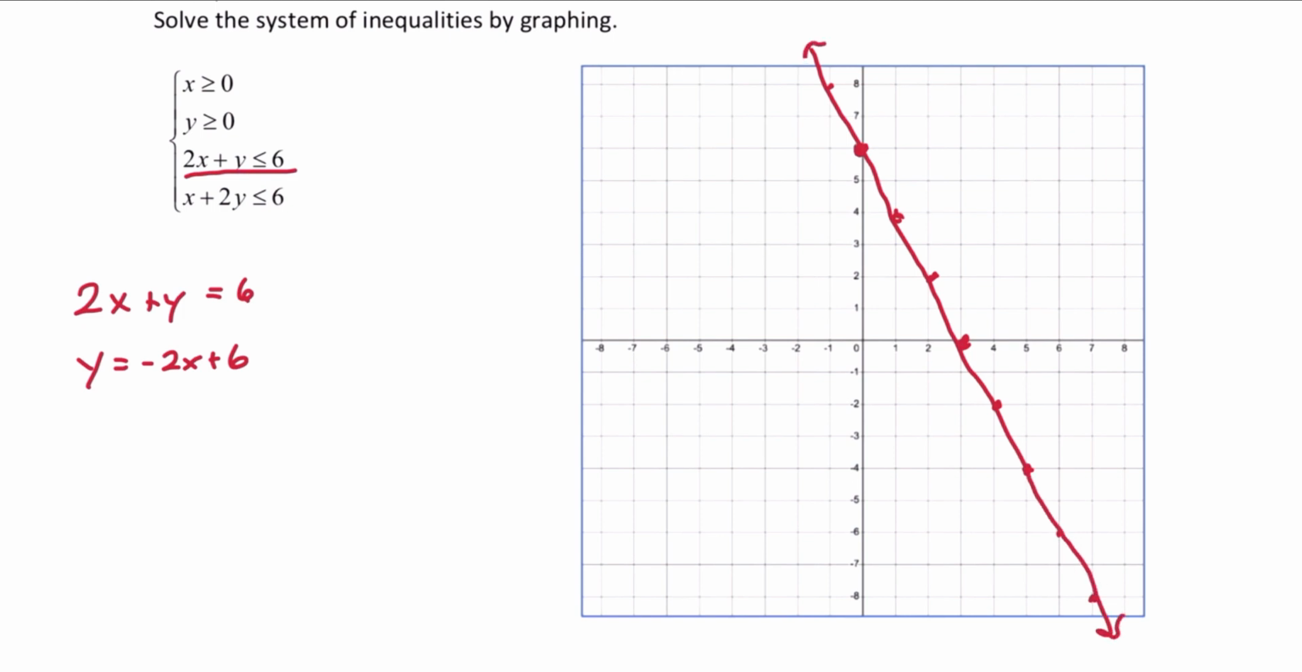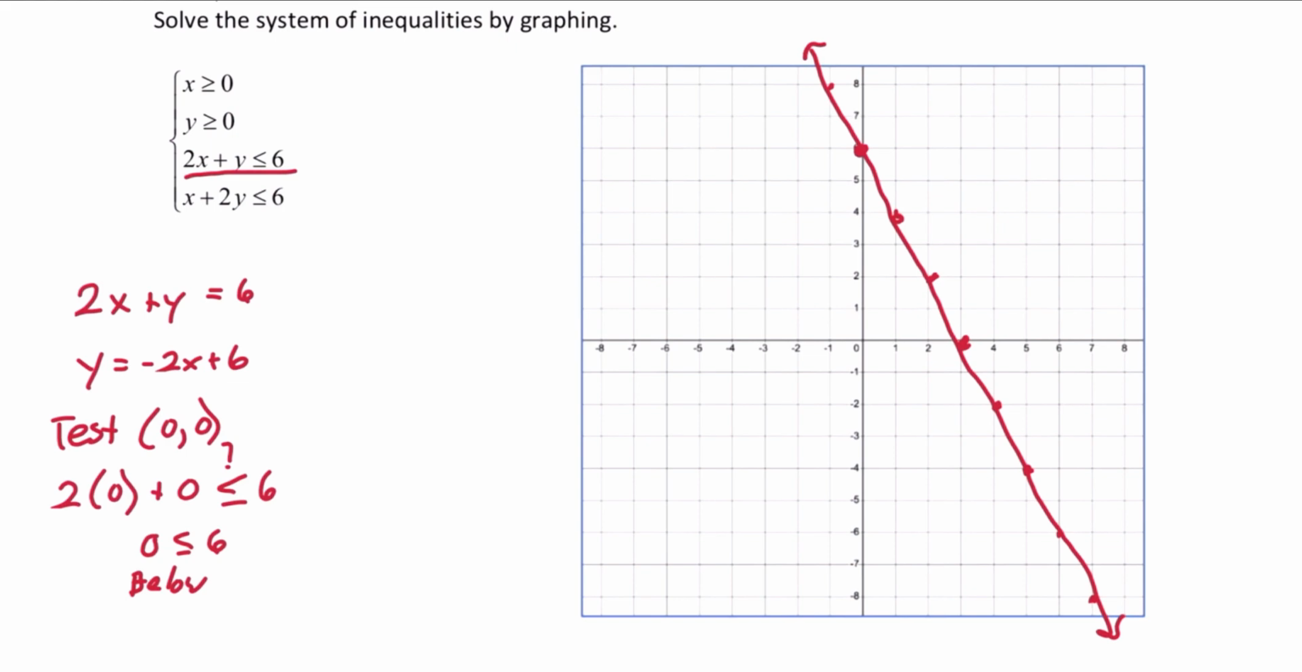And now we need to determine where to shade. So we'll test a point, and I like the origin. Test that in the original inequality, 2x plus y, and we're asking, is that less than or equal to 6? 0 is less than or equal to 6, so we'll shade below the red.